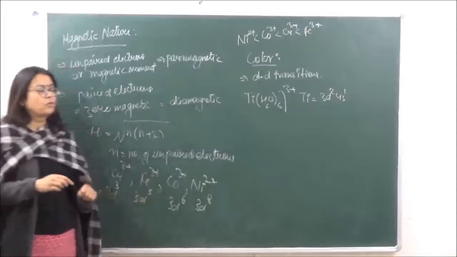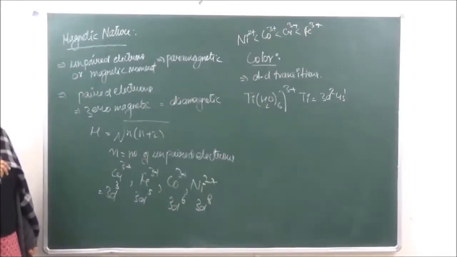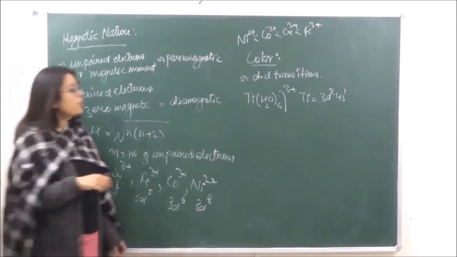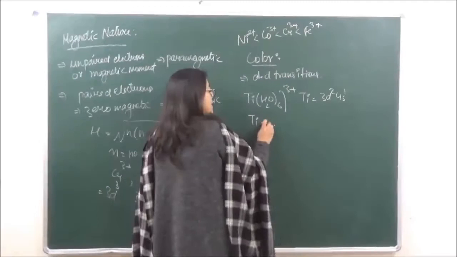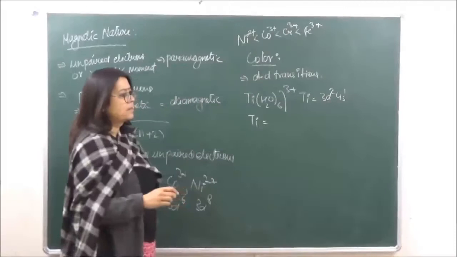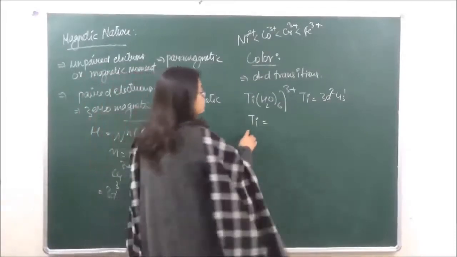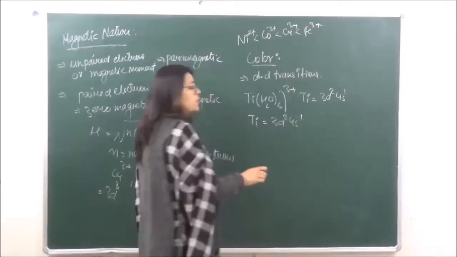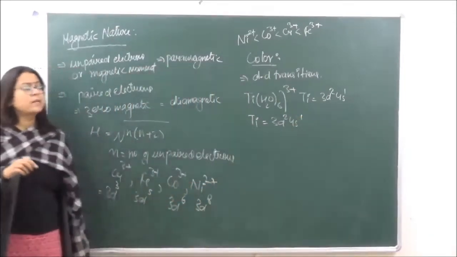3d2 4s1. This is going to be the electronic configuration, right? Now if in case over here we are taking titanium 3 positive, so how many d electrons are going to be there? 0. They are going to be 0 d electrons, right? But if we are talking of titanium, that is going to have how many d electrons over here? 2 d electrons, isn't it? If you are talking of titanium over here, the electronic configuration is going to be 3d2 4s1. So it has 2 d electrons.